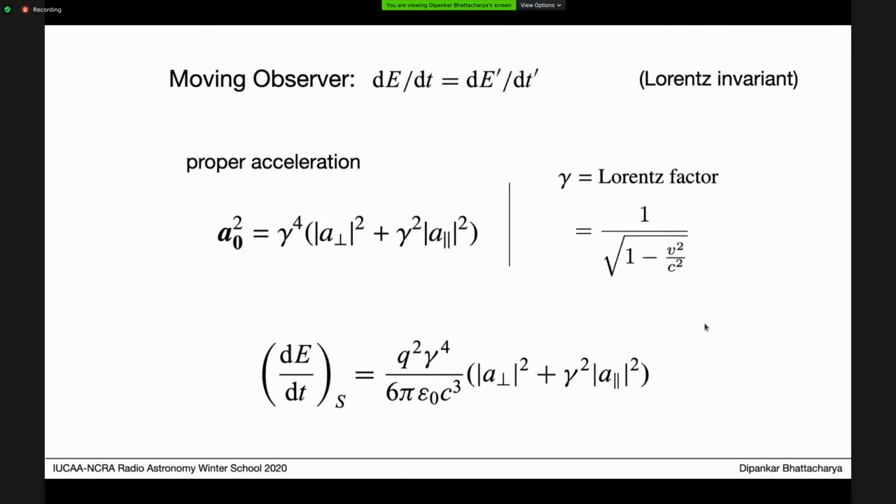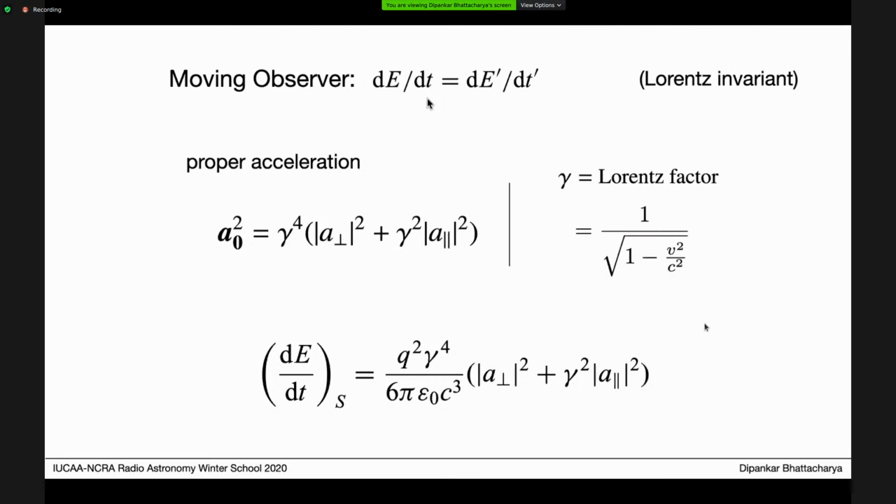So let's go forward. Now, if the charge is moving with respect to the observer, or the observer is moving with respect to the charge, then one thing happens: if you take the total energy loss, dE/dt, as I showed you in the previous slide, that remains invariant no matter which observer you look at, as long as they're inertial observers.